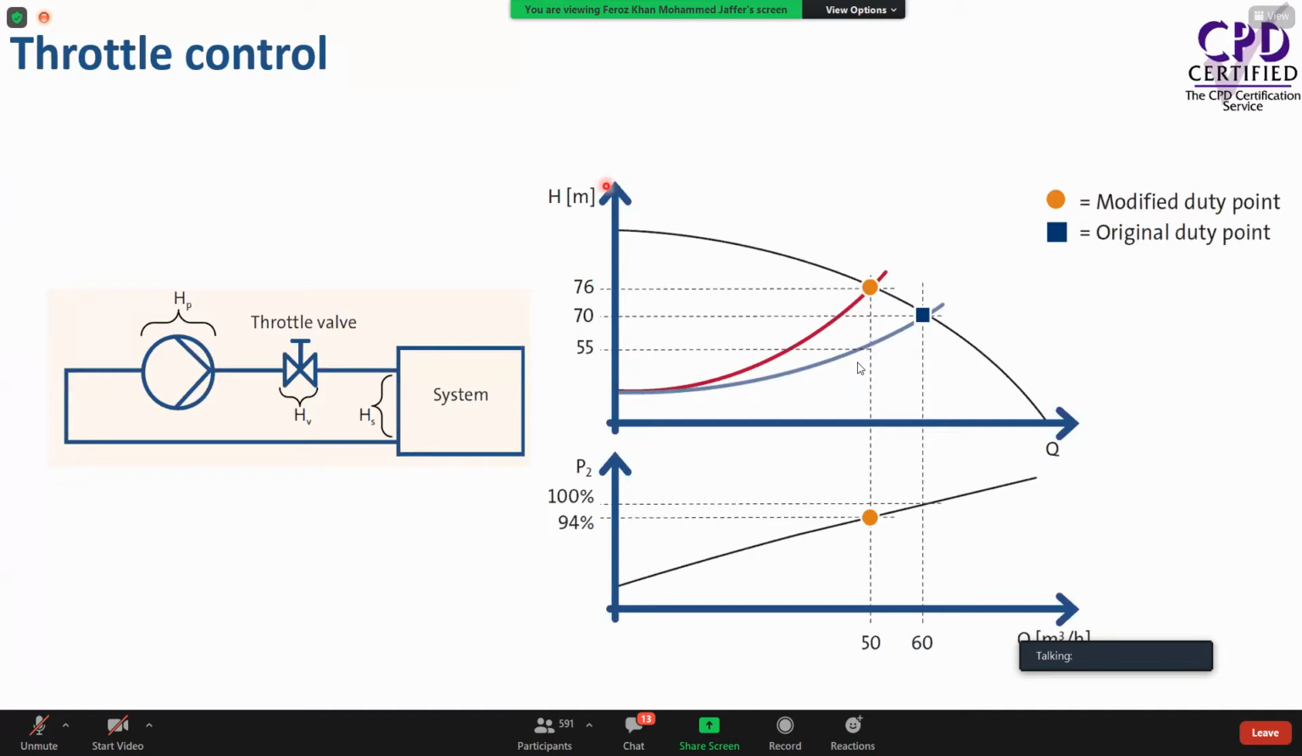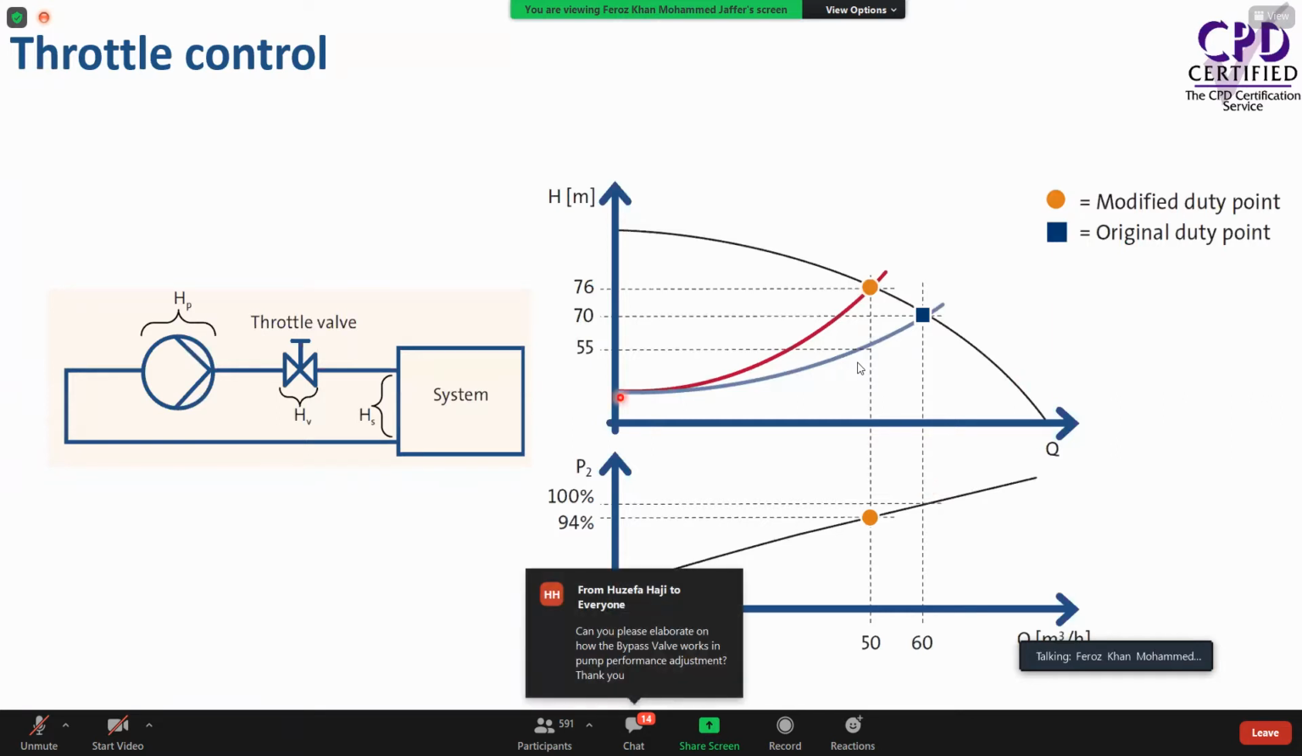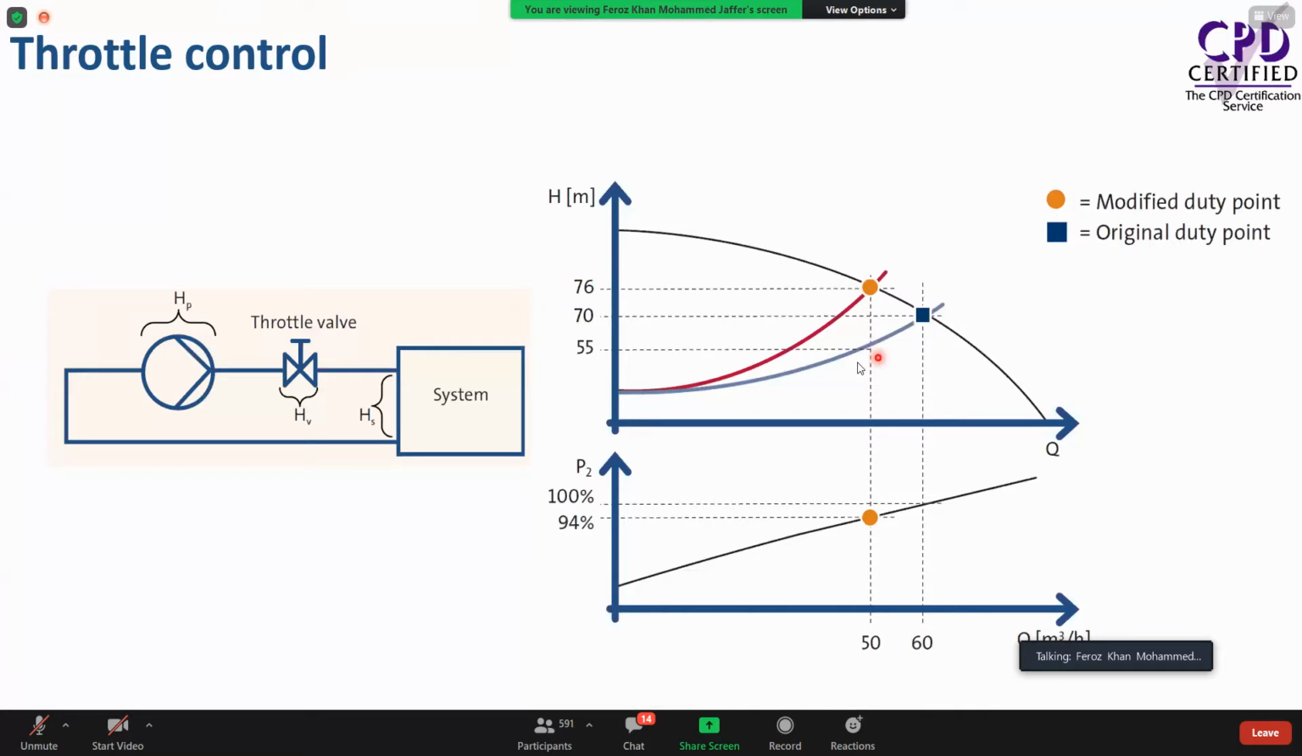So what you see here is the pump performance curve. So this is the curve. By this method, we don't change anything to the pump performance curve. Pump performance curve remains the same. And what you see here, this is the system curve. Basically, this is the static head and then the dynamic head. So when we change the frictional losses, this dynamic head will change.